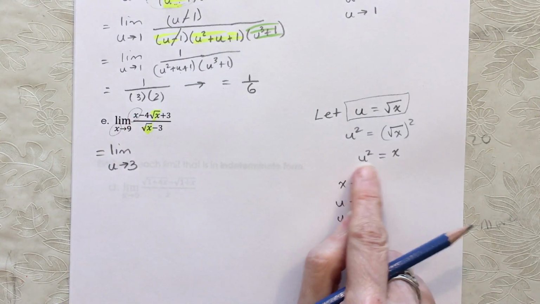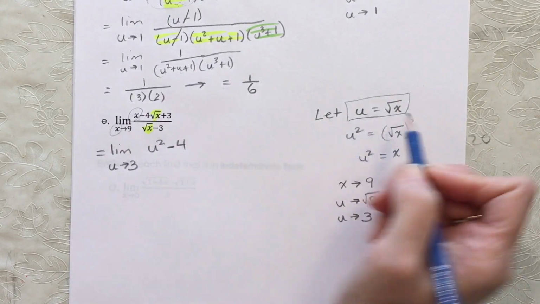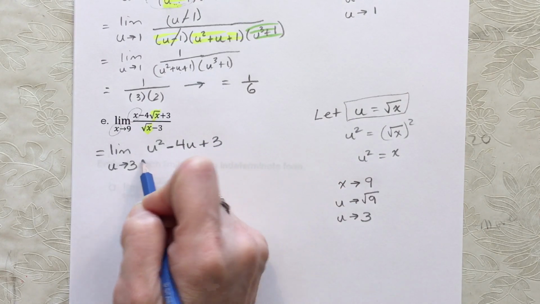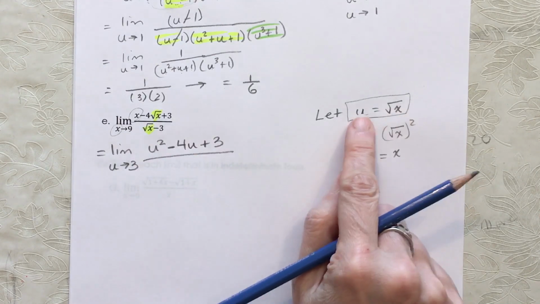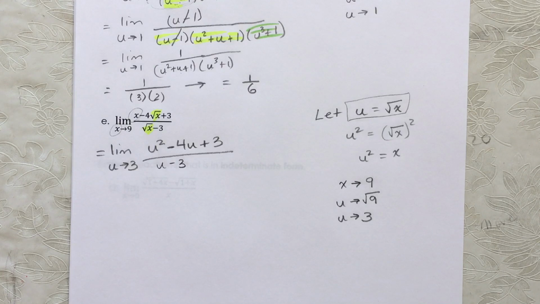X is u squared minus 4. The root of x is u plus 3. Well, it's like a trinomial, simple trinomial. Again, the root of x we define to be u minus 3. So now we've changed something complex into something that looks much easier to solve.